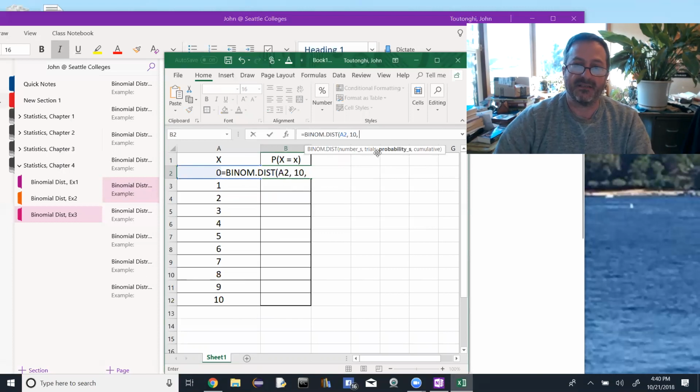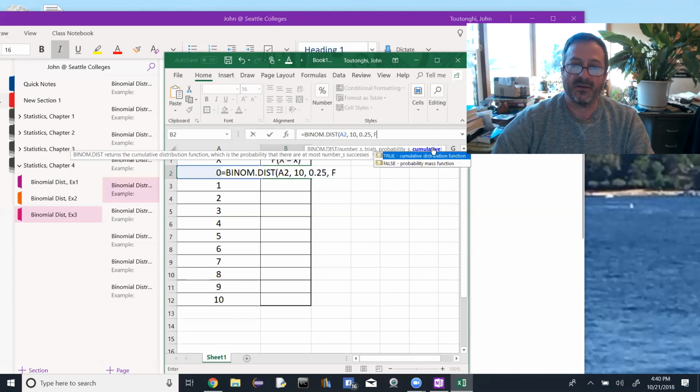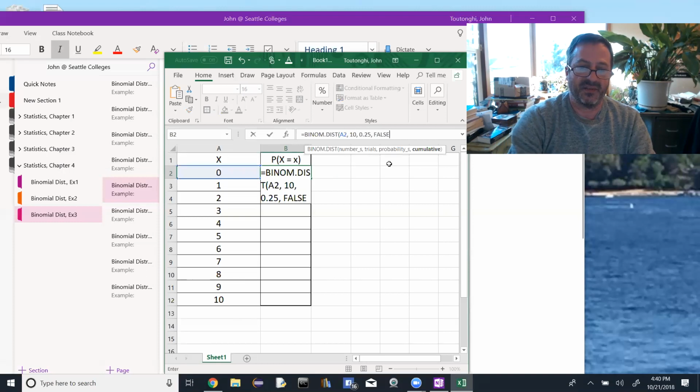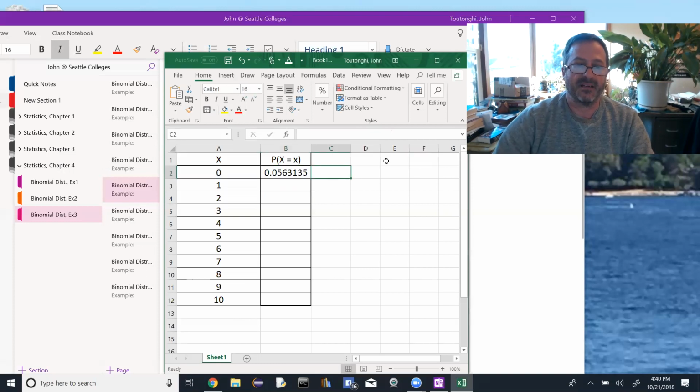The probability of success, just did number of trials, now I'm doing probability of success. That's the chance I get each question correct. That's 25% per question. And then cumulative, I want to go with false. So if I type F and then double click on false, it'll fill it in for me. Tab out of there. And I'm going to drag that down.